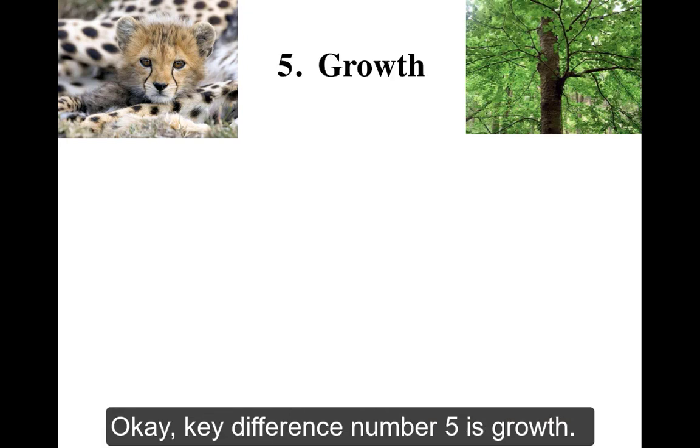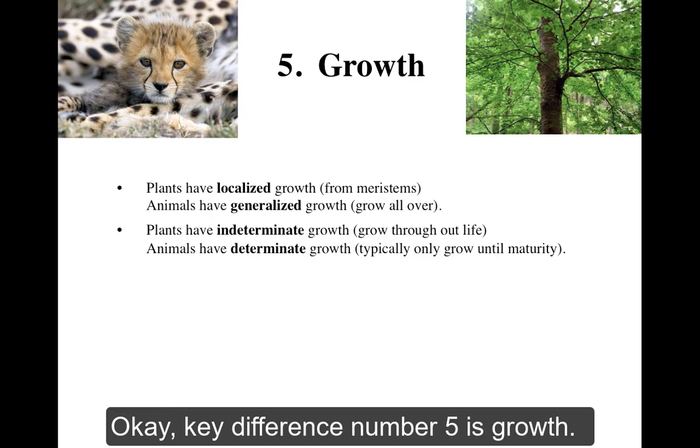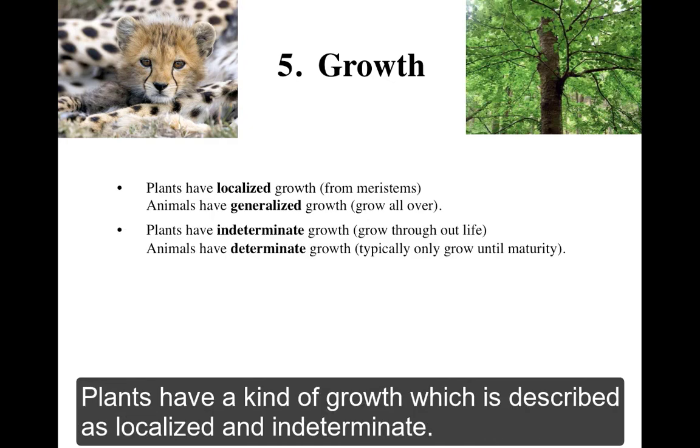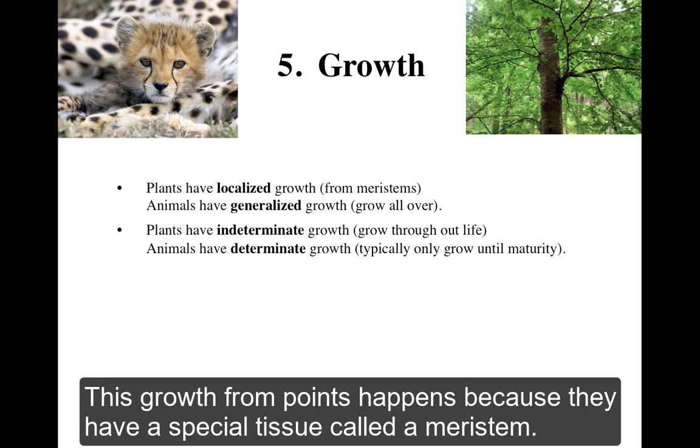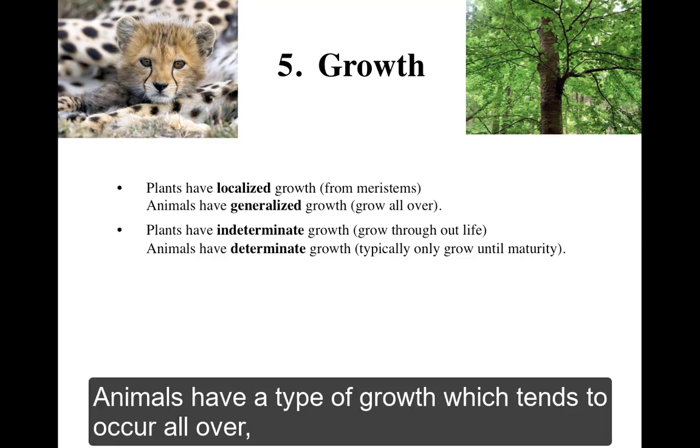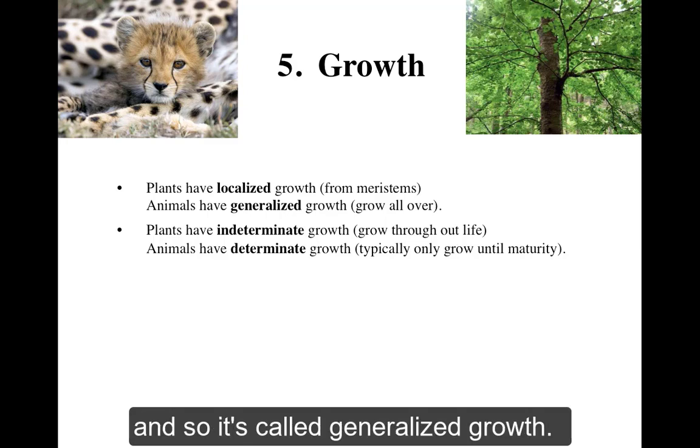Okay, key difference number 5 is growth. Plants have a kind of growth which is described as localized and indeterminate. Localized meaning that they grow from very specific points. This growth from points happens because they have a special tissue called a meristem. Animals have a type of growth which tends to occur all over, and so it's called generalized growth.